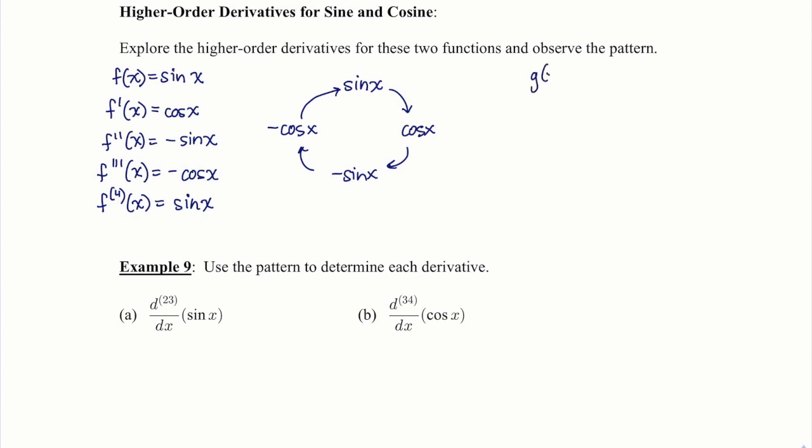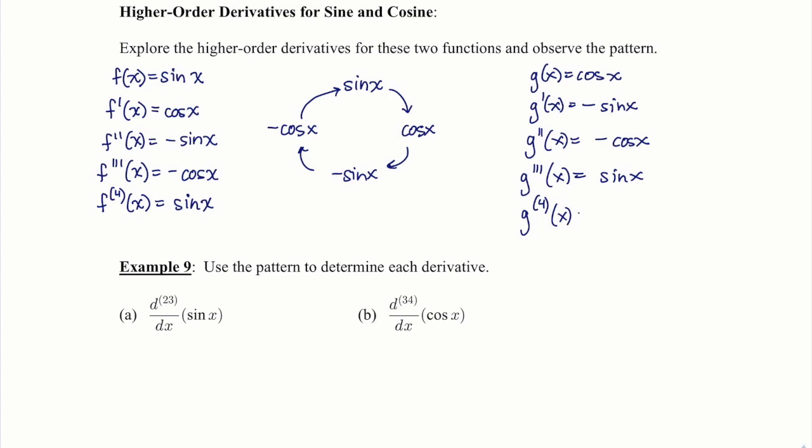If I start with g of x equals cosine of x, then g prime will be negative sine of x. G double prime will be negative cosine of x. The third derivative will be sine of x, because we would have the opposite of negative sine of x. And then the fourth derivative will be cosine of x again. And this will just repeat in that same cycle.